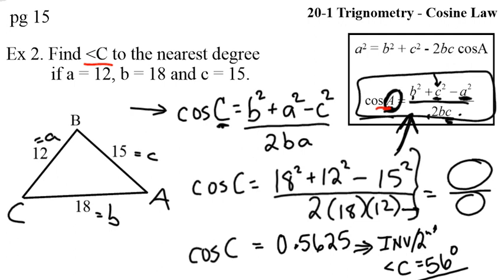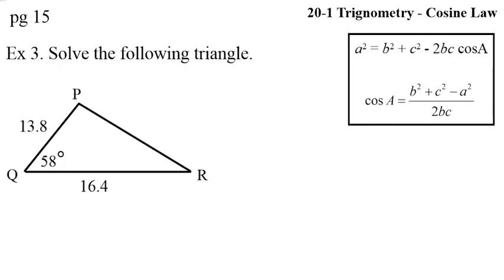Easy formulas to work with. You should have that ability. It's the labeling that can cause you grief. Solve the following triangle. Anytime a question says to solve the following triangle, that means you need to get all the unknown information. So we have to, at the end of it, know what P is, know what angle R is, and know what side Q is. All that information needs to be solved for.